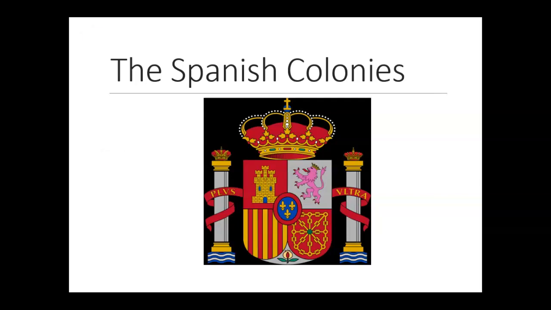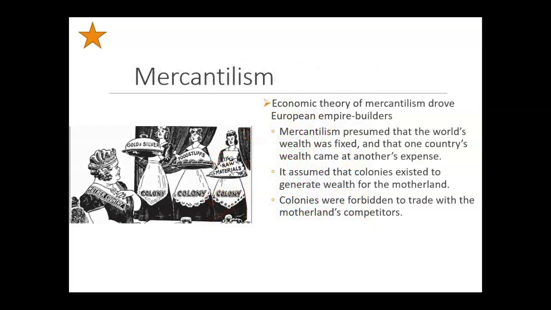Aside from its religious purposes, conquest and colonization will also be driven by the theory of mercantilism. Mercantilists believed, like the philosopher Thomas Hobbes, that wealth is power and power is wealth. Mercantilism presumed that the world's wealth was fixed and that one country's wealth came at another's expense. So it was imperative for the Spanish to control and accumulate as much wealth as possible. The colonies would be used to generate wealth for the motherland.